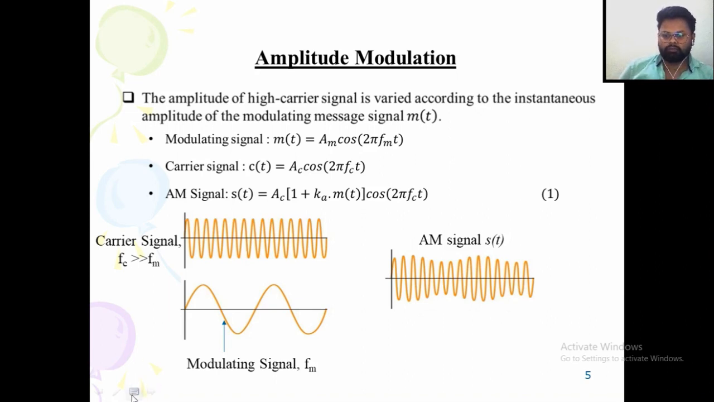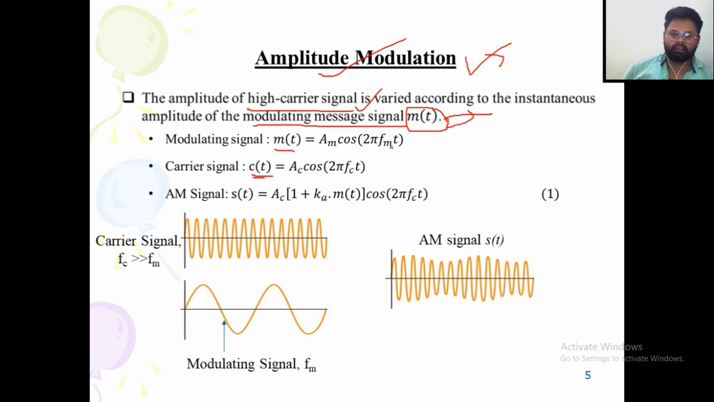Now I am going to discuss some mathematical expressions and the signal of amplitude modulation, right? As you know, for modulation we require two signals. First is the signal which has a very high frequency, called the carrier signal, and second is the one which has a very low frequency, called the modulating signal, denoted by m(t). This message signal is m(t) and the carrier signal is c(t). The modulating signal is equal to Am cos 2 pi fm t, where fm is the frequency of this modulating signal, right?